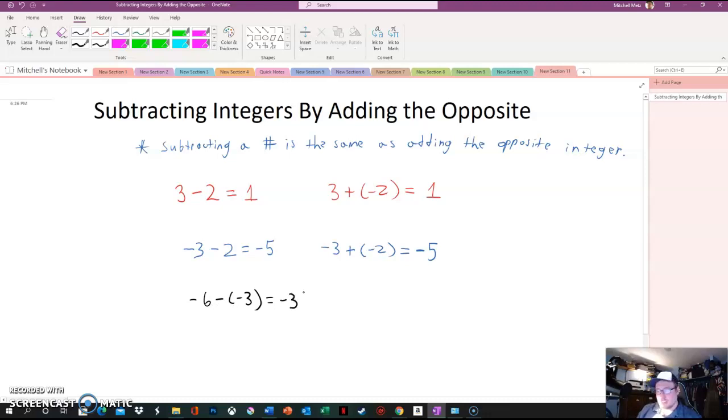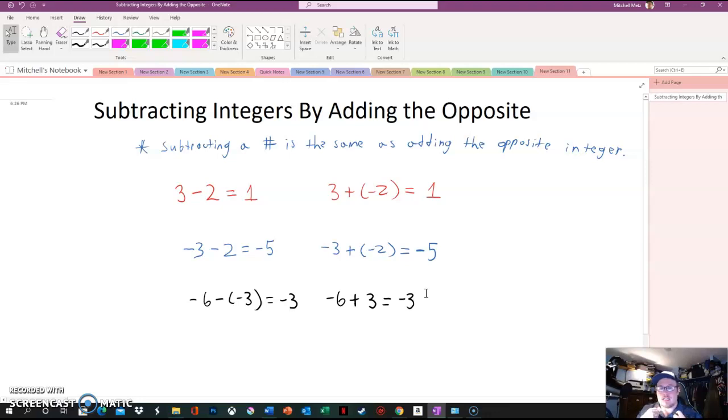Now let's just do the opposite. Negative 6 plus positive 3. That's the same thing. Negative 6 plus 3 will be negative 3. In real life context that means I owe my friend $6 and I pay him back 3. How much do I owe him? I would owe him negative $3.